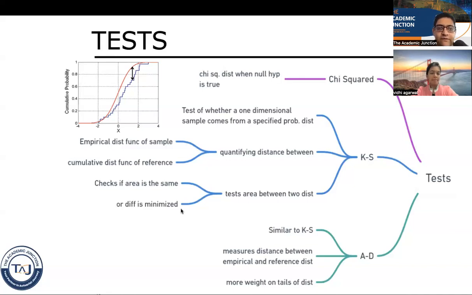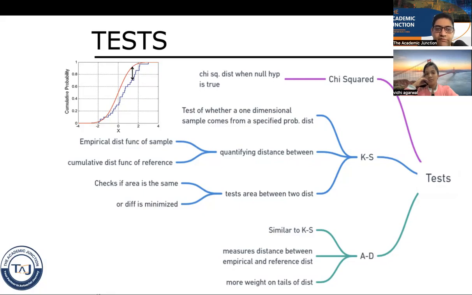It tests the area between the two distributions and checks if the area is the same and if the difference is minimized. If you see, I've taken a sample from the core reading where the red line is the theoretical distribution, and the blue jagged line is the empirical distribution that you've gotten from the samples, right? So it tests whether or not the curves are close together, right?